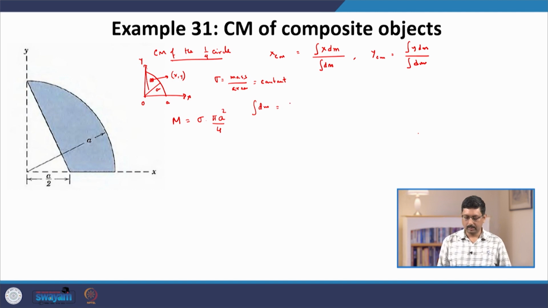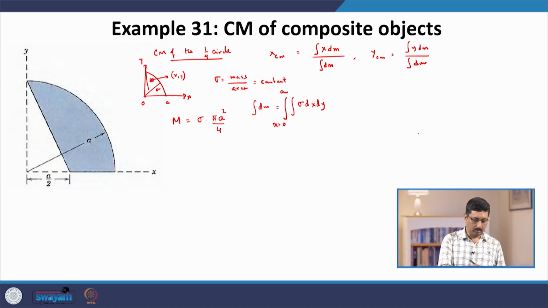So, this integral can be written as sigma dx dy. This is going to be a 2-dimensional integral or an area integral, so I am going to write two integration variables for that. Now, let us think about the limits of the integral. For x, the limits are easy: it goes from 0 to a, as in the picture.